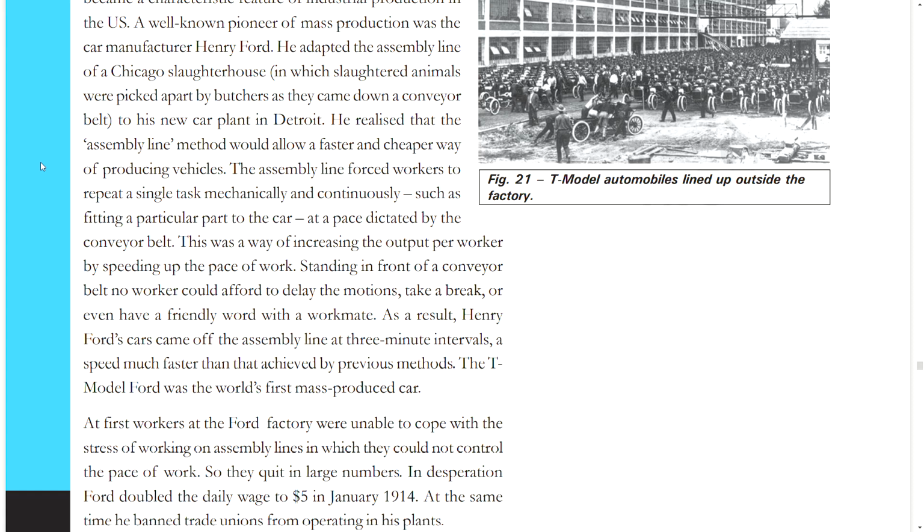As a result, Henry Ford's cars came off the assembly line at 3 minute intervals, a speed much faster than that achieved by previous methods. The Model T Ford was the world's first mass-produced car.